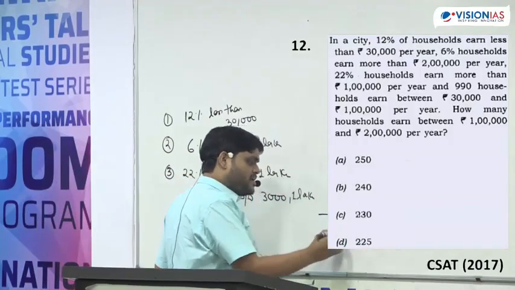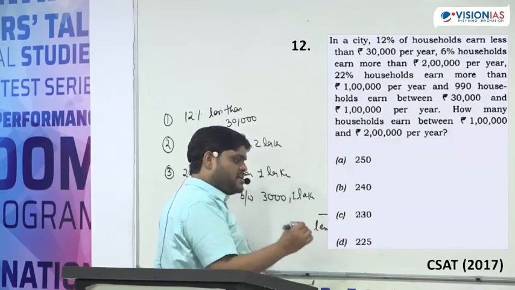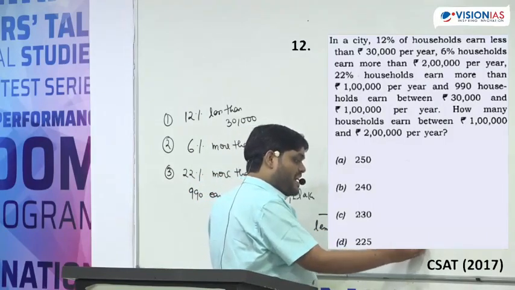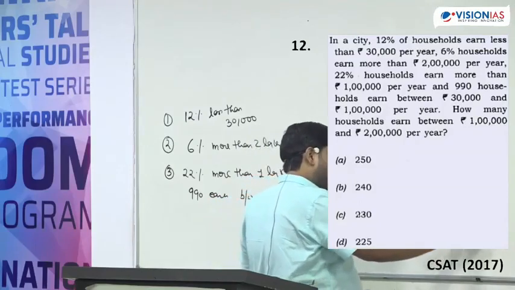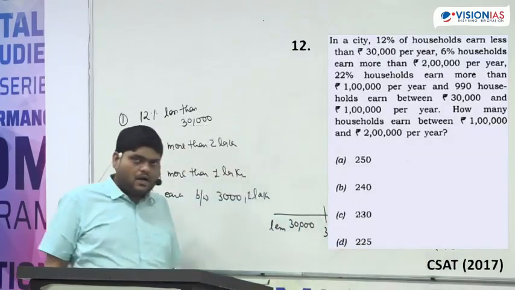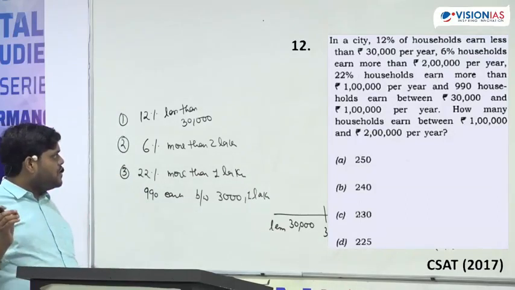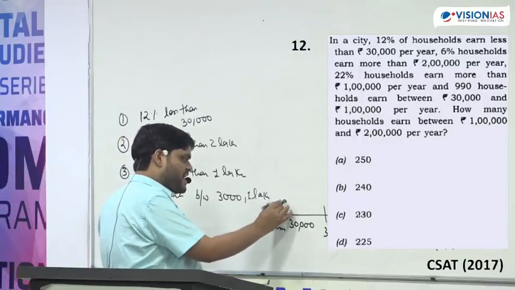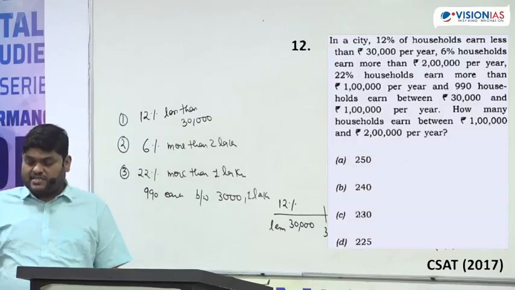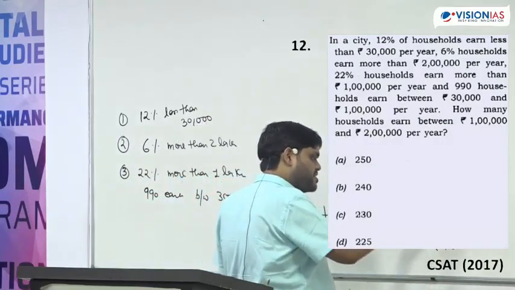See, one is less than 30,000. The second category is 30,000 to 1 lakh. The third category is 1 lakh to 2 lakh, and then more than 2 lakh. Okay, the first statement is 12% earn less than 30,000. That means this value is given as 12%. Then the second statement is 6% earn more than 2 lakh. So this is given as 6%.